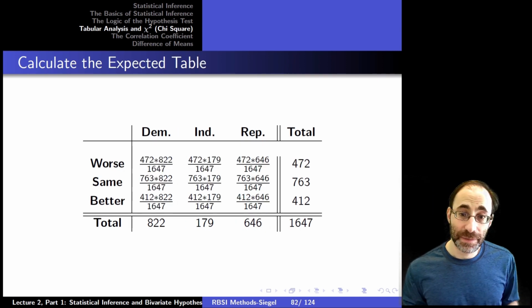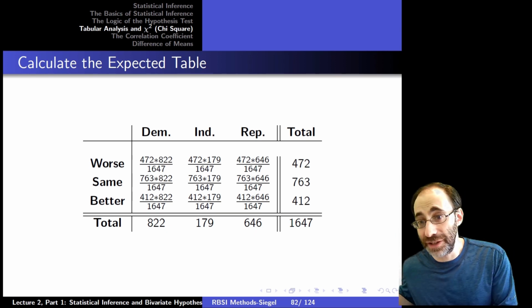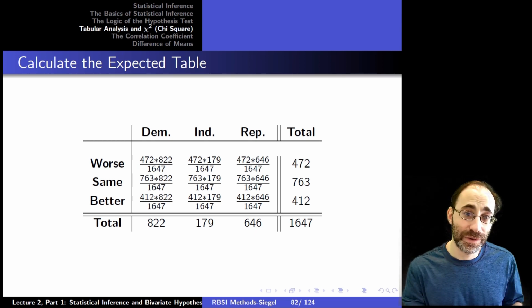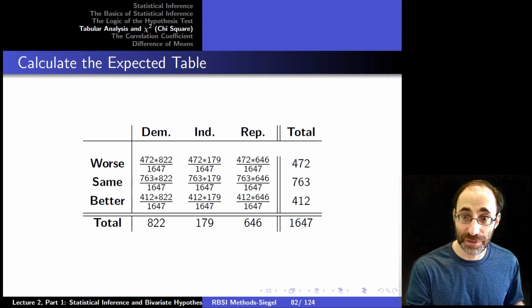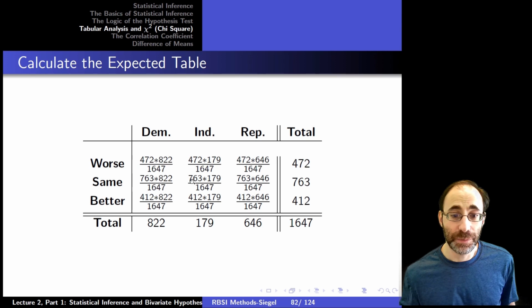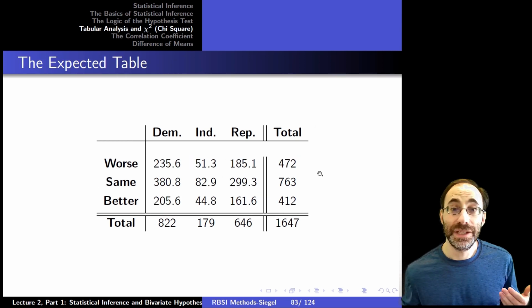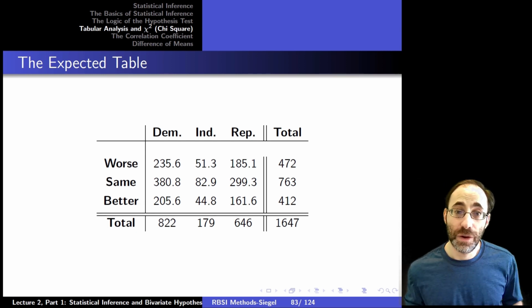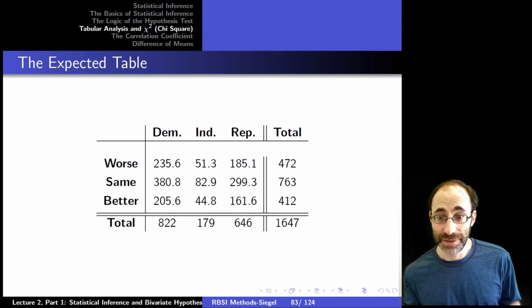Now we calculate the expected table, right? The table we would have expected to have seen if there had been no relationship at all between the independent variable of partisanship, partisan ID, and the dependent variable of answers to that question about national security improvements. In each case, all we did is take the marginal for that row, multiply by the marginal for the column, and divide by the total number of data points. That's what we do in every single cell in this table, and we get these numbers. This is our expected table given the hypothesis of no relationship between dependent and independent variables.